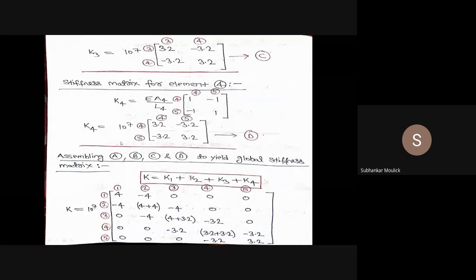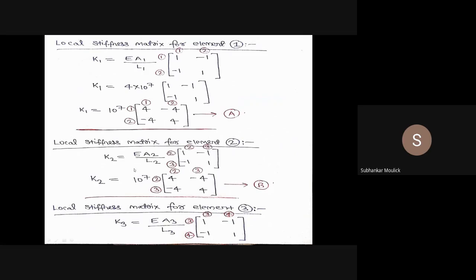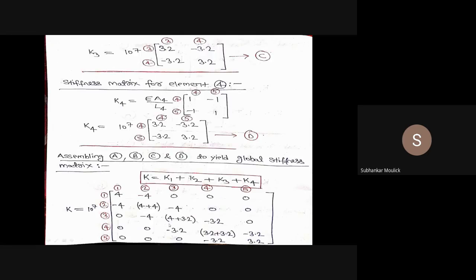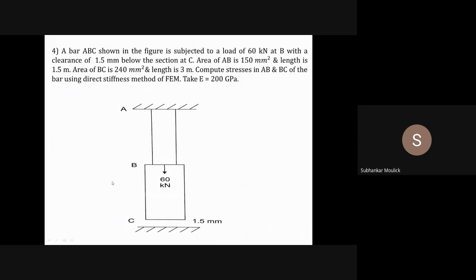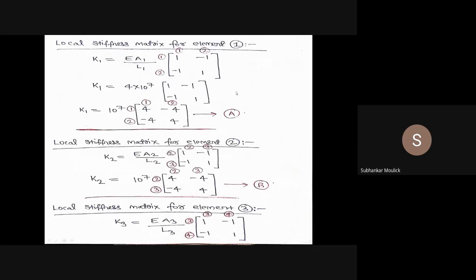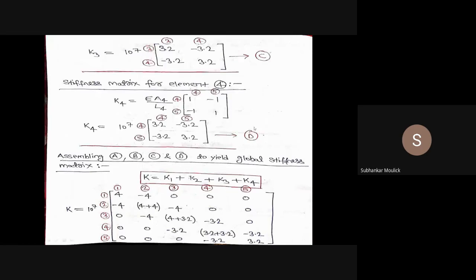Okay. Next step is what? Next step is I need to assemble all the element stiffness matrix to get a global stiffness matrix. This global stiffness matrix is one single stiffness matrix for the entire problem. Fine. That means what I will do, I will add A plus B plus C plus D. And what will be the size of this global stiffness matrix? Can you please tell me? I have told you in the last class. What will be the size of the global stiffness matrix? Tell me.